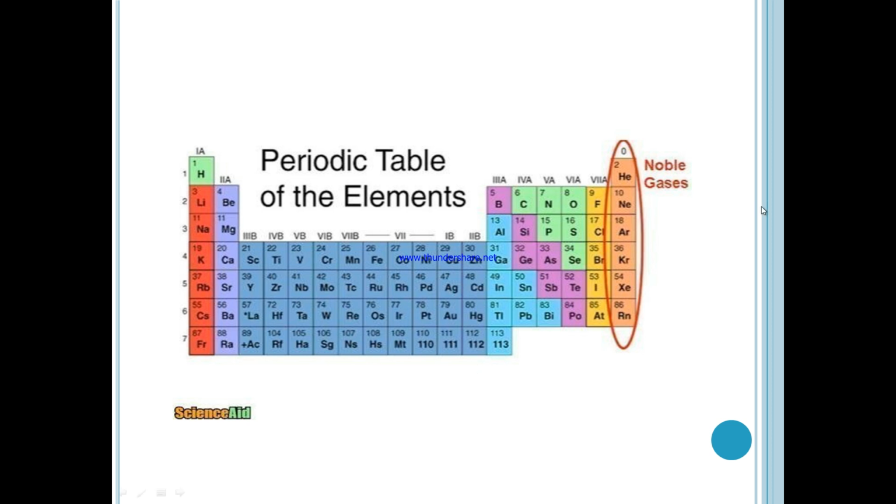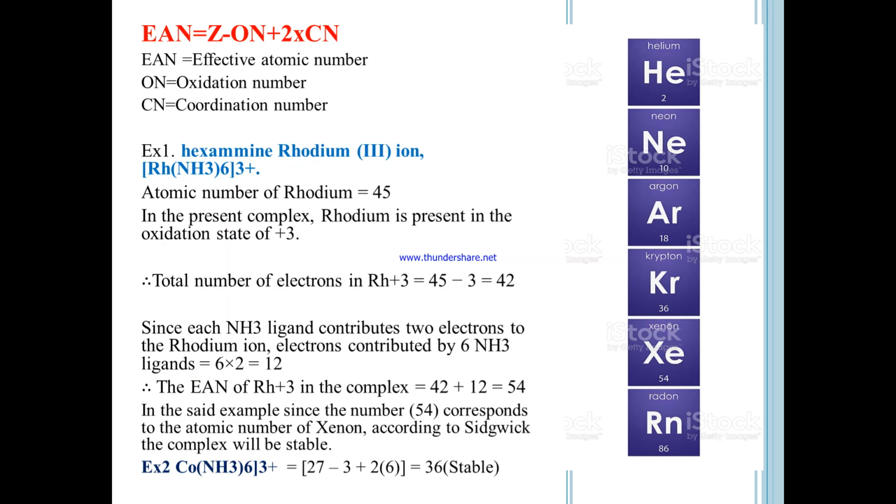Now here we can see the different noble gases or inert gases in the periodic table: helium, neon, argon, krypton, xenon and radon are the noble gases. So here now we will see what is meant by EAN and how to calculate the EAN number.